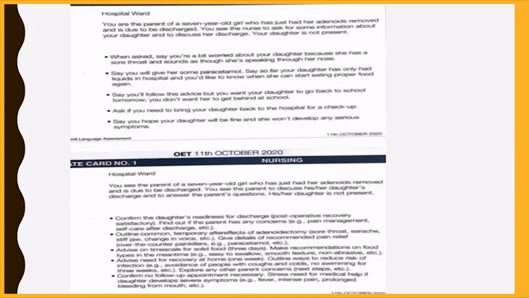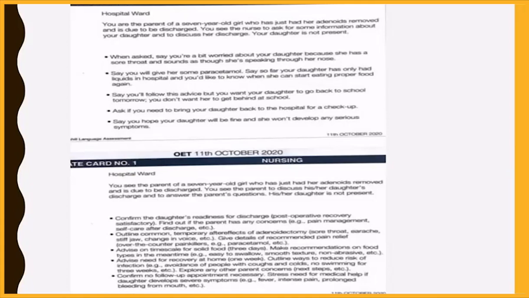Second task. Outline common temporary after effects of adenoidectomy: sore throat, earache, stiff jaw, change in voice, etc. Give details of recommended pain relief, over-the-counter painkillers, for example paracetamol, etc. So actually they have given an explanation for that. But where did I end?